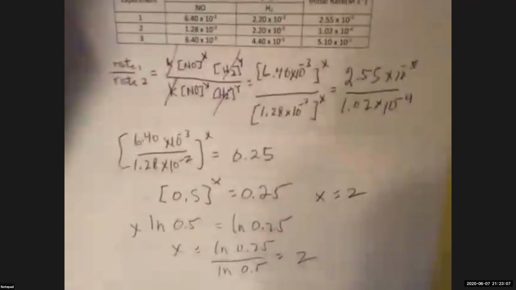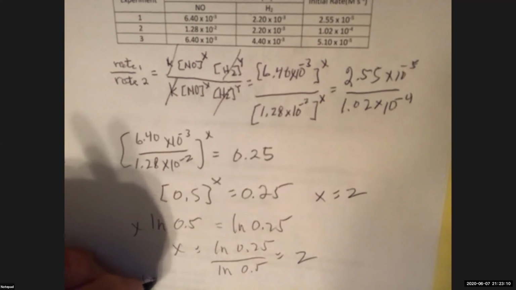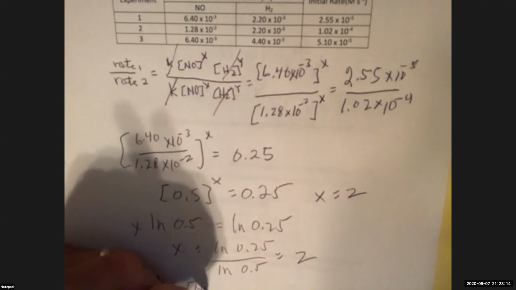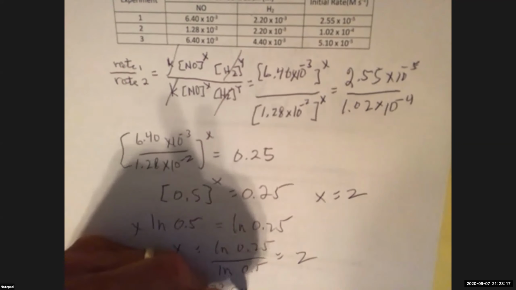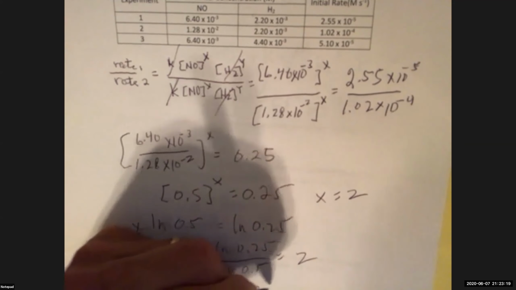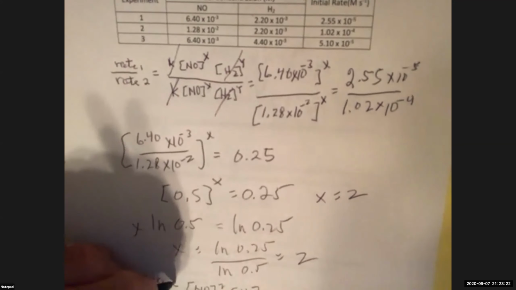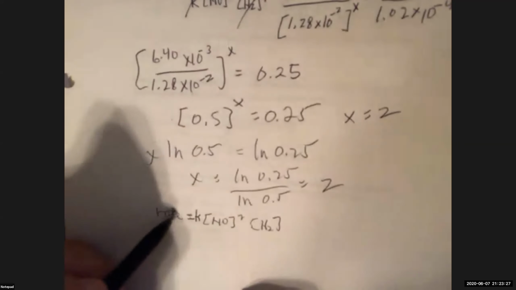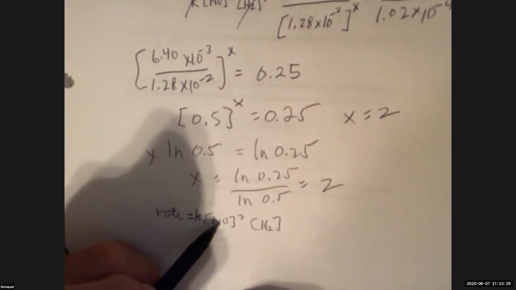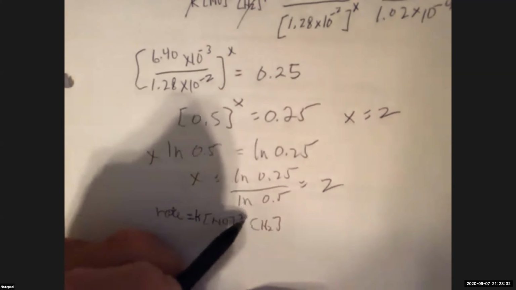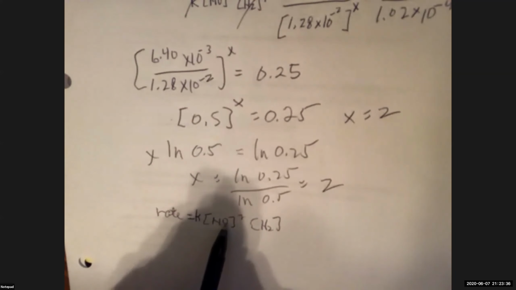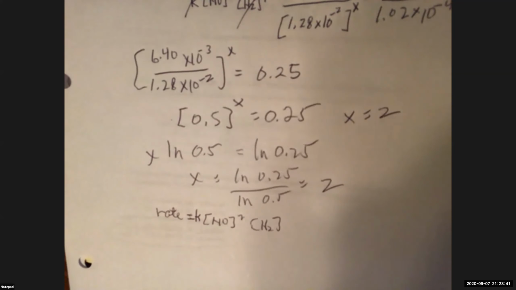So our rate law looks like this. The rate is equal to NO squared, H2 to the 1. I have to include my rate constant there. So rate equals the rate constant times the concentration of nitrogen monoxide squared, hydrogen to the first order. So it's second order in nitrogen monoxide, first order in hydrogen, but overall it's a third order reaction.